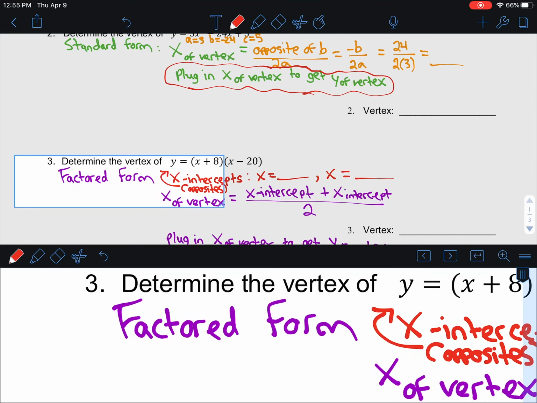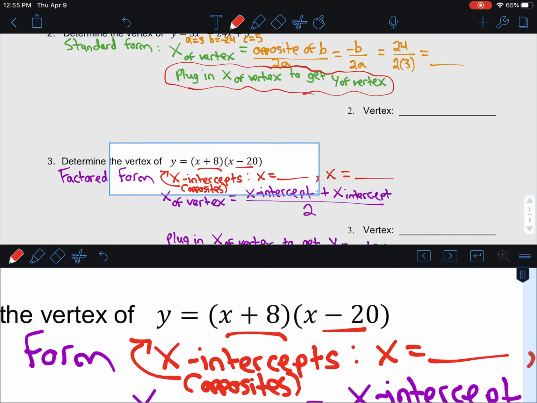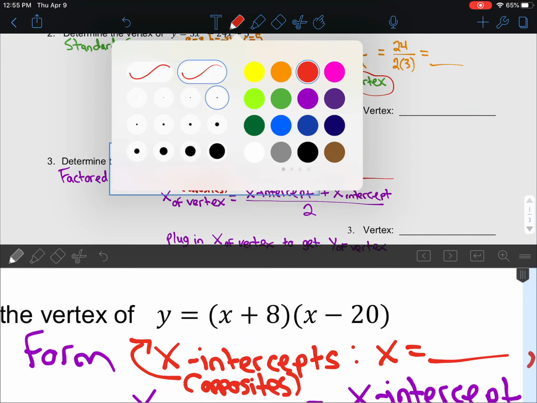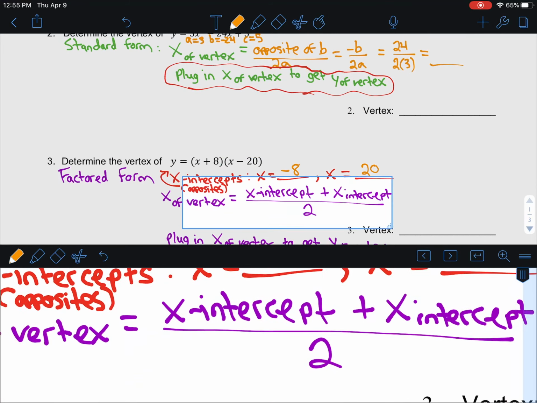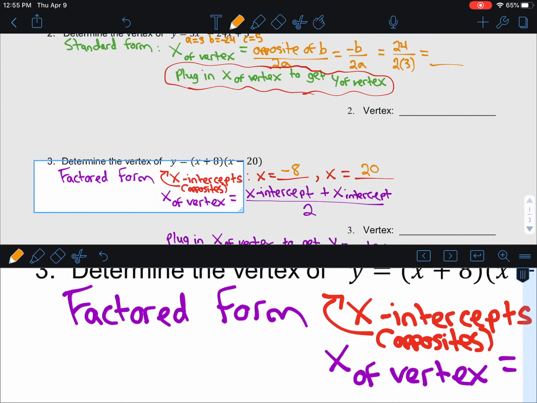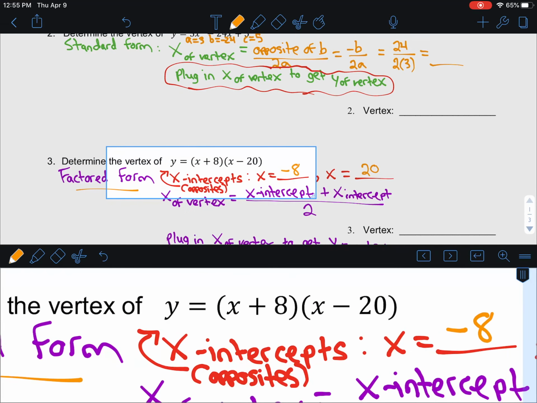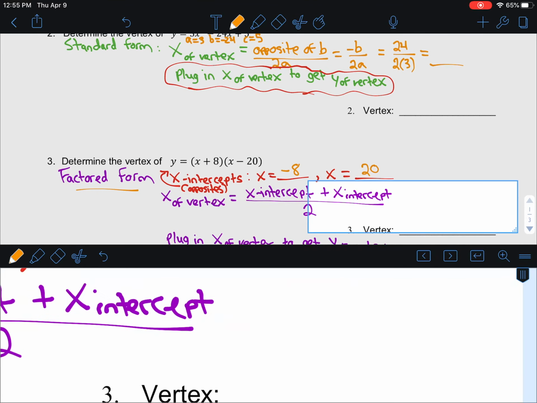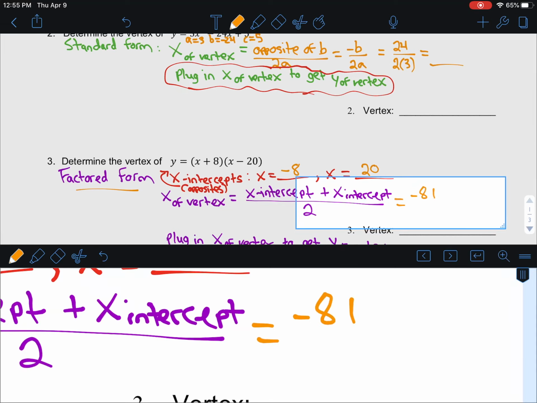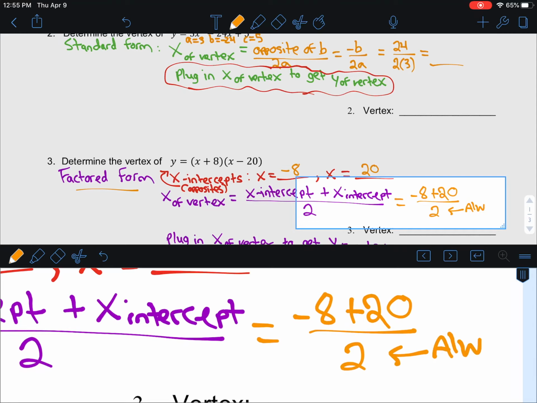Number 3, factored form. This is probably the most difficult one because you have to be able to find the x-intercepts first. The x-intercepts are just the opposites of these numbers. So if you look there, the opposite of 8 and the opposite of -20 will be -8 and 20. This is always the case. In order to find the x of the vertex in factored form, whenever you have a parenthesis times a parenthesis, you need to find both x-intercepts, which are the opposites. Then you have to add them together, so it'd be -8 plus 20. And you always divide it by 2.